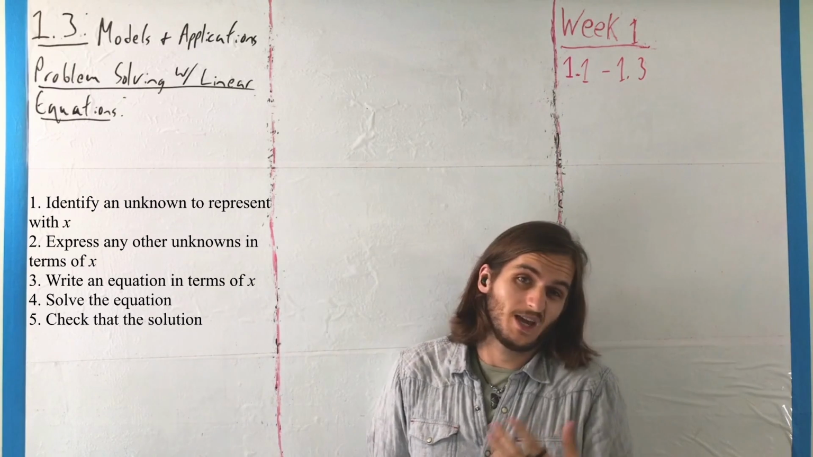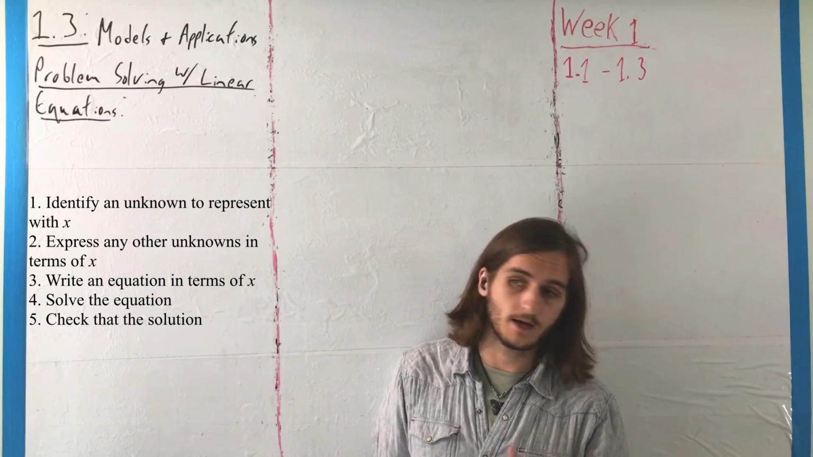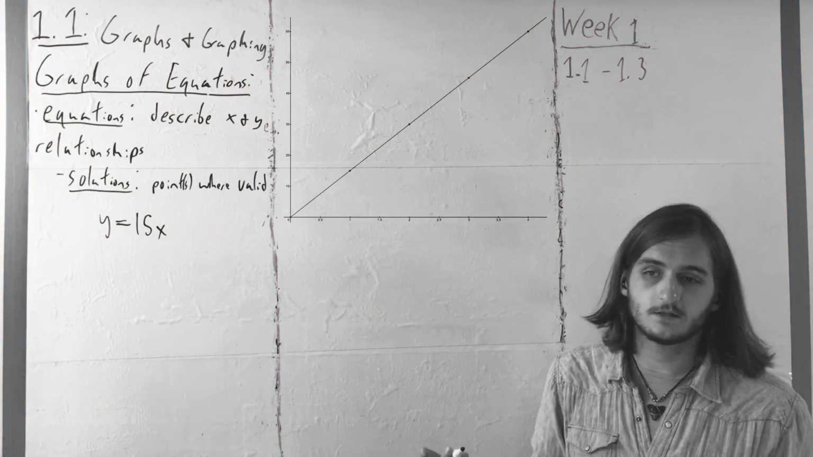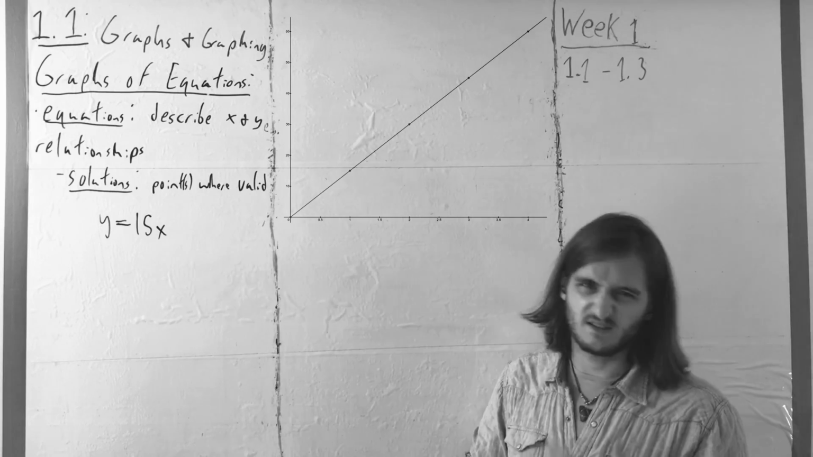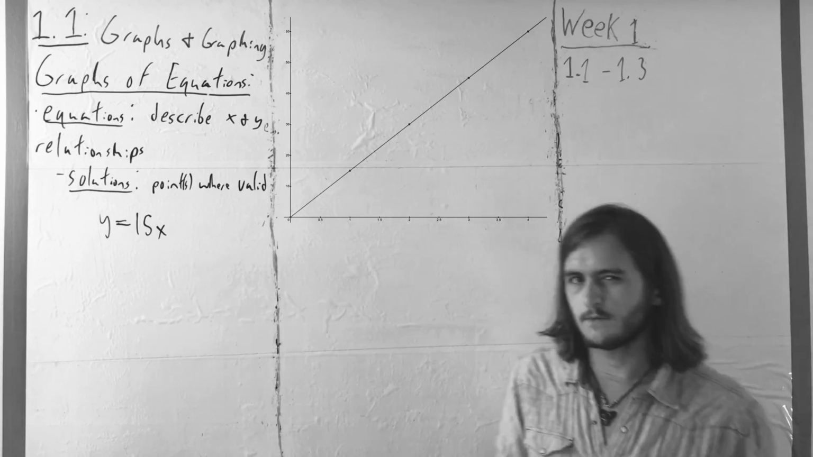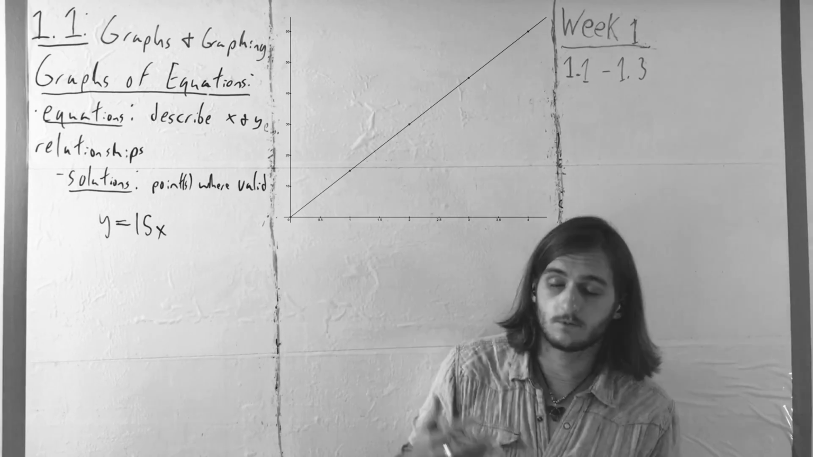So with this in mind, we actually have seen an example of a mathematical model that I mentioned back in the first section, where we were talking about the idea of setting up an equation to describe the amount of money you make over time at a specific job.